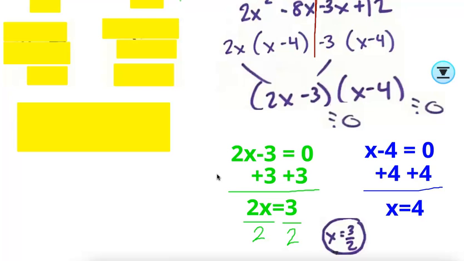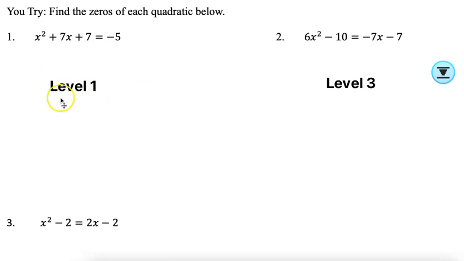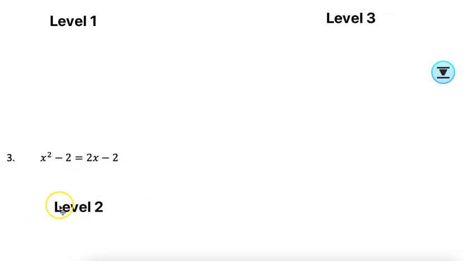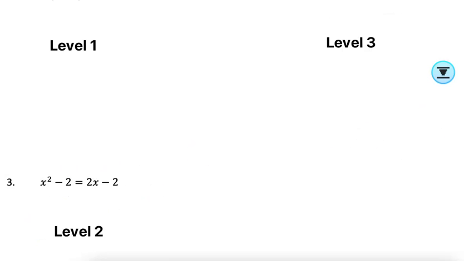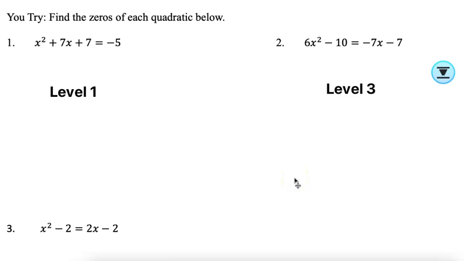All right, so let's do some practice. What I want you guys to do is try 1, 2, and 3 on your own. Number 1 is a level 1 problem, not too bad. Number 3 is a level 2 problem, again not too bad. And then number 2 would be a level 3. Look how much room I gave you to show your work of an example of what we just did. So press pause and try these on your own, and then I will show you the answers.